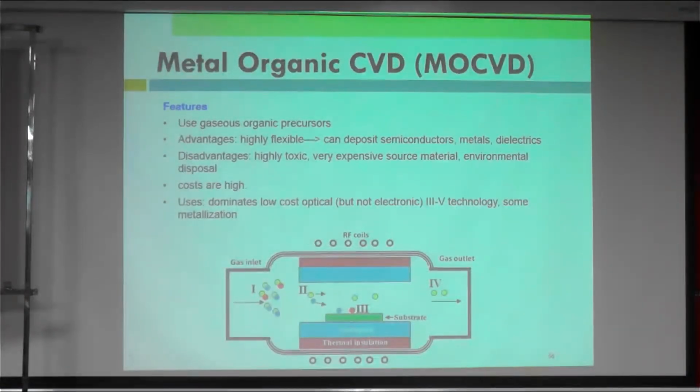Another CVD is what is called MOCVD, metal organic CVD. The advantage of metal organic is that it is highly flexible and can deposit semiconductors, metals, and dielectrics, but the disadvantages are that it is highly toxic, has very expensive source material, and requires environmental disposal. So the cost is high. Usage dominates in low-cost capital, but not electronics, III-V technology, and some metallization.